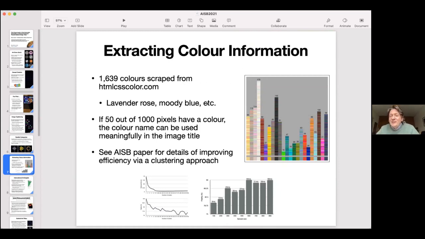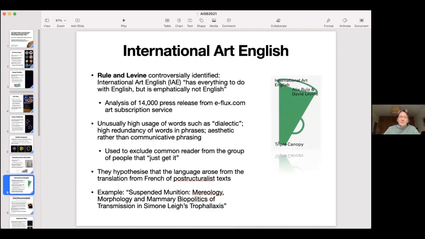I was very pleased to put it in the paper, but I haven't got time to tell you how I managed to improve that. It basically took about 5 seconds to choose the right color for an image when I started, and then I brought it down to milliseconds by using some clustering approaches. If you're interested in the technical detail of that, do please see the paper. So moving now on to the bullshit side of the image captioning.